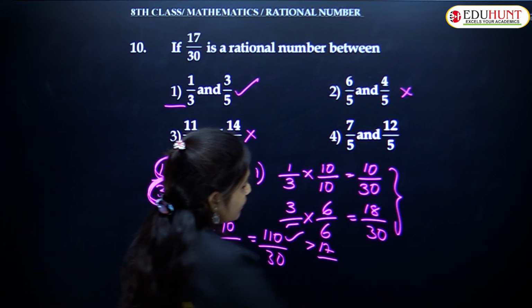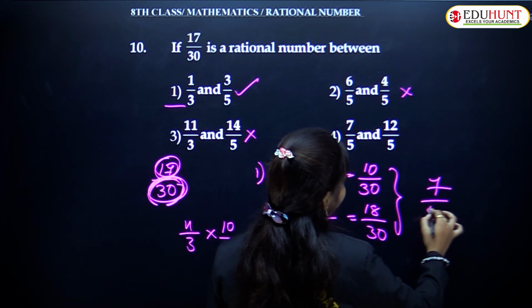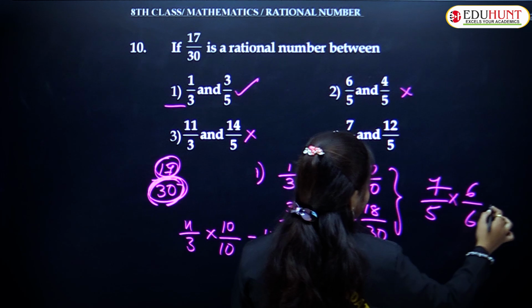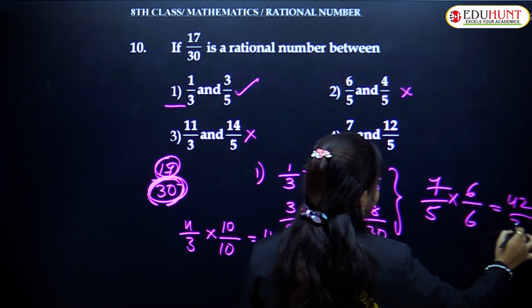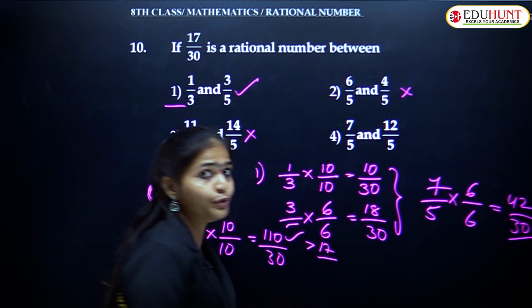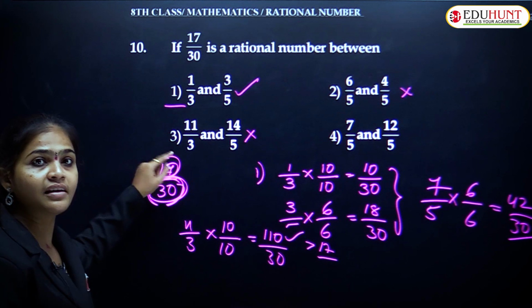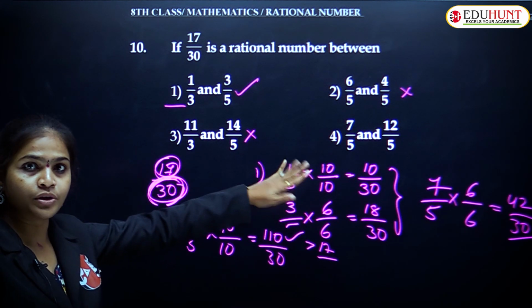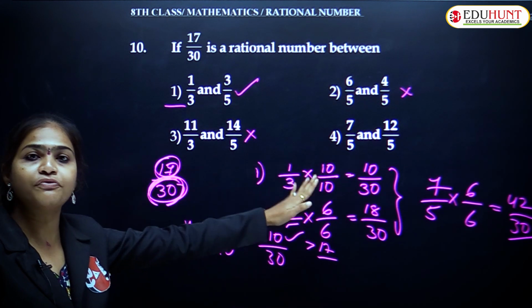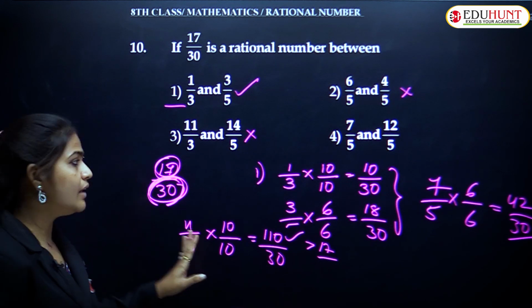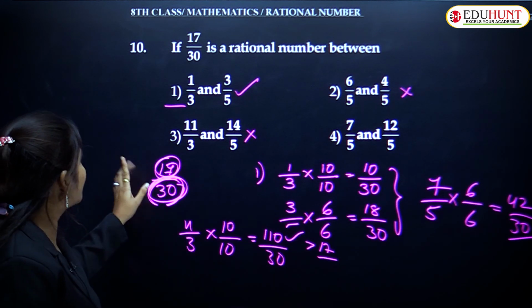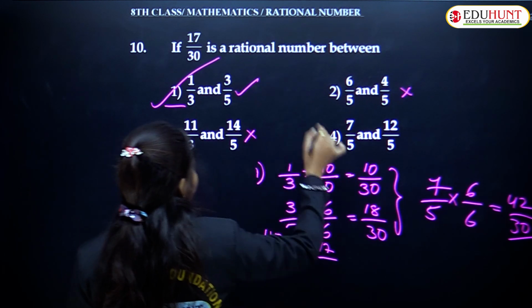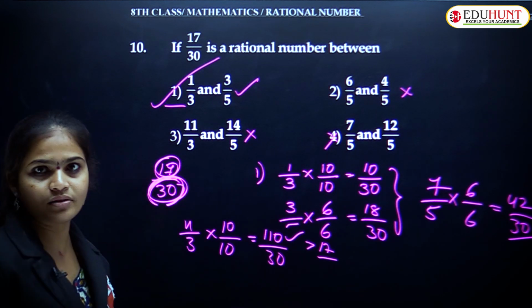Still we are having one more option, that is 7 by 5. So 6 by 6. 7 sixes are 42 by 5 sixes are 30. So 42 by 30. 42 by 30 means 17 is less than 42. So 17 does not lie in between 42 and something. Okay. So which option is correct? Option 1 is true. So these three options are wrong.